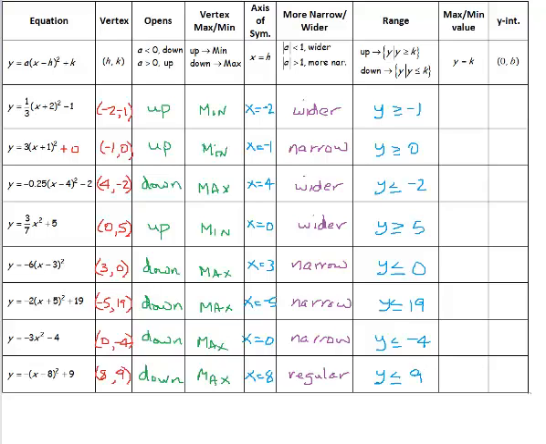Okay? So there you have it. Very easy to get the range if you know the direction of the opening. Right? So up, we say greater than or equal to k. Down, less than or equal to k.